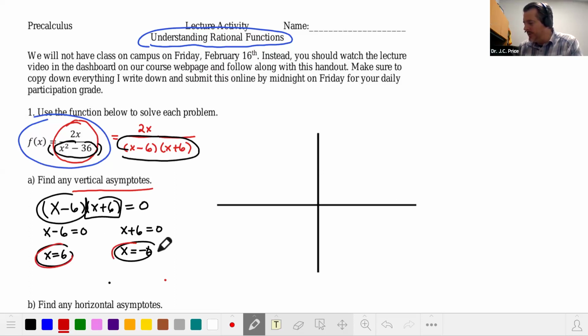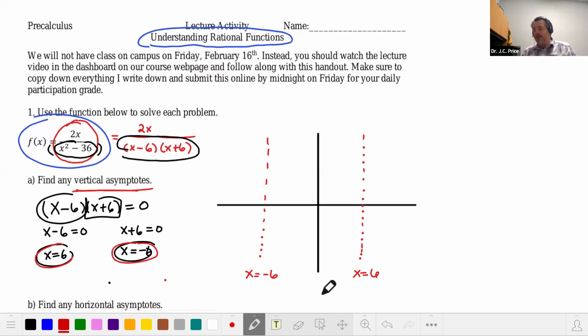And so what I can do, those are vertical asymptotes. So over here, I'll just put a dashed line and label that x equals negative 6. And I'll put a dashed line over here. And again, you don't have to draw to scale, just kind of shape and form. And so x is equal to 6. And that's how you find the vertical asymptotes.